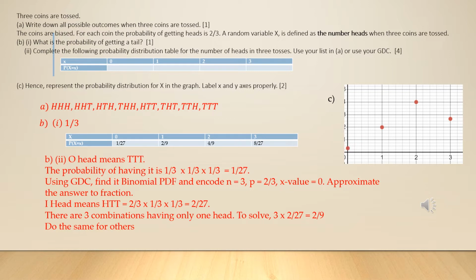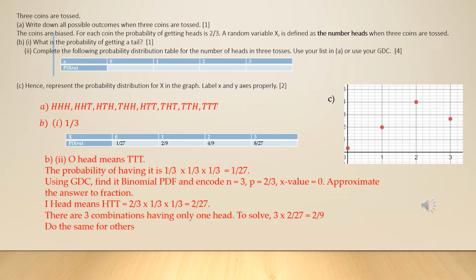In this problem, three coins are tossed. The first question asks us to write down the possible outcomes when three coins are tossed. The shortcut here is 2 raised to 3, because a coin has two sides and they're tossing it 3 times. There will be 8 possible outcomes as given below: head, head, head, and so on, down to tail, tail, tail. So there are 8 of them.